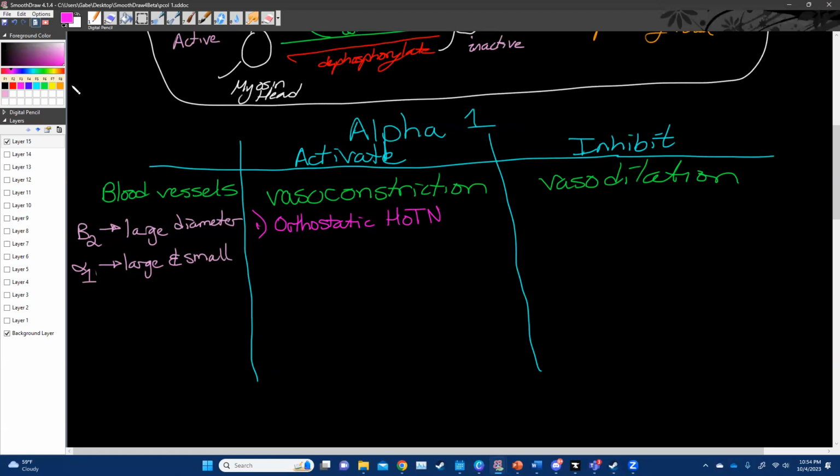One of the drugs that we use specifically for orthostatic hypotension is midodrine. Midodrine is a prodrug. It's activated in vivo, but it does a great job with helping with this orthostatic hypotension. The other thing that you'll see alpha 1 receptors used on is nasal congestion, stuffy nose.